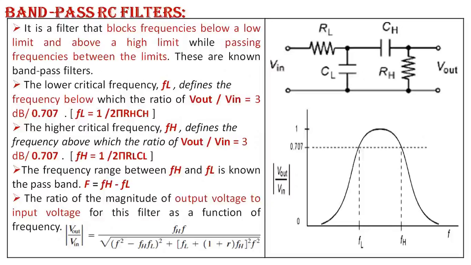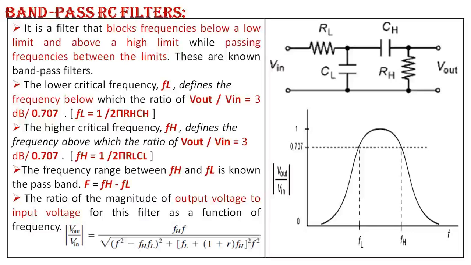Next is the band pass filter. It is a combination of two RC filters. It blocks frequencies below a low limit and above a high limit, passing frequencies between the limits, so it is known as a band pass filter. The lower critical frequency fL defines the frequency below which the ratio of Vout / Vin is reduced to 3 dB, 0.707. fL = 1 / (2 pi RH CH).